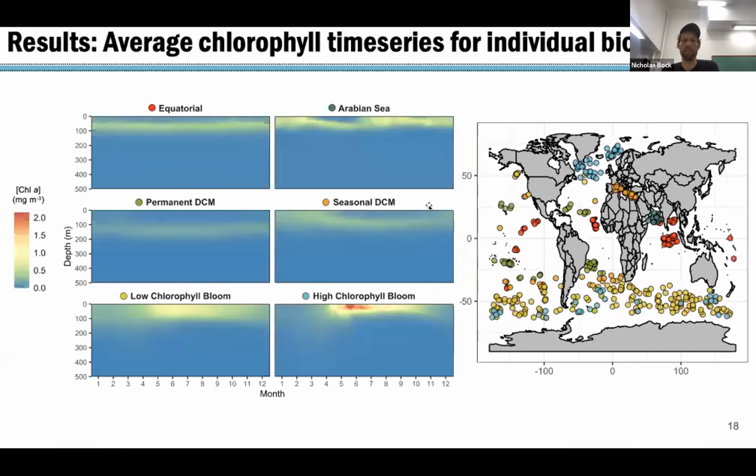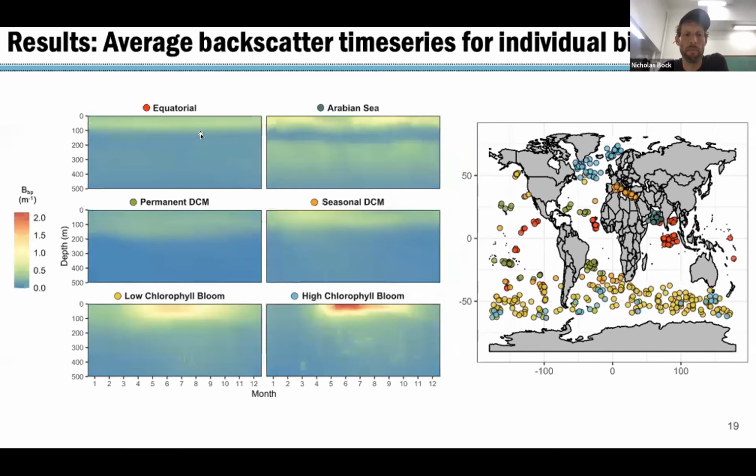And so, for example, by calculating the average of the respective chlorophyll time series, it's possible to get a really clear picture of seasonality and phytoplankton distributions and physiology within each biome. The same can be done with backscatter time series, providing this synoptic view of particle distributions within each biome.